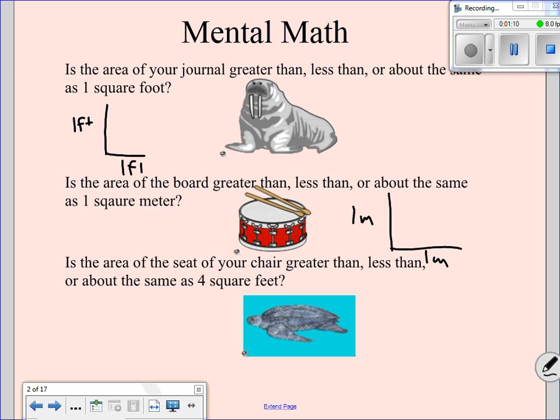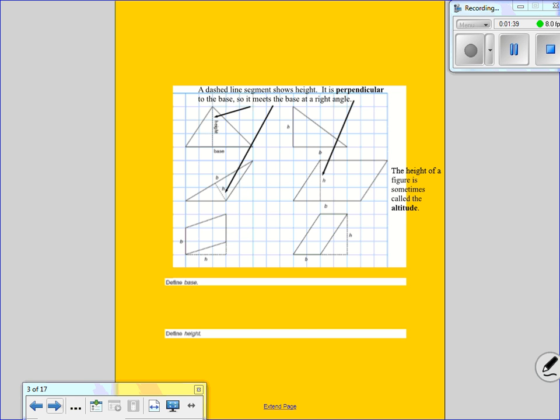Is the area of the seat of your chair greater than, less than, or the same as 4 square feet? Where you sit, 4 square feet. 4 feet, 4 feet. That means we have a square of 4 feet. That's not the size of your chair at school, kids. Maybe the size of a big recliner at home where 2 people can sit on it. I could see how that could work. Okay, let's keep on moving here.